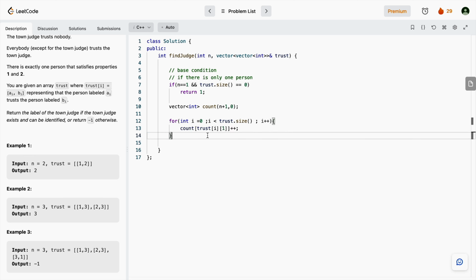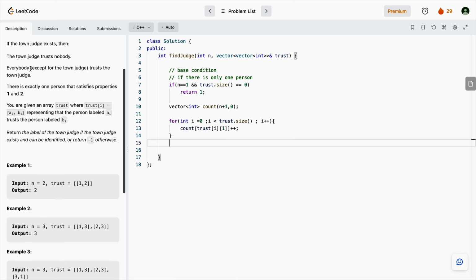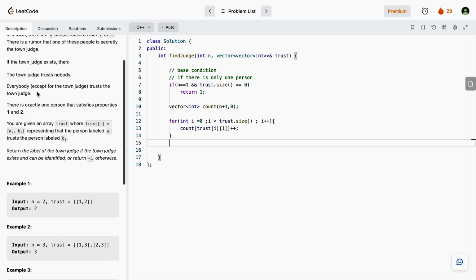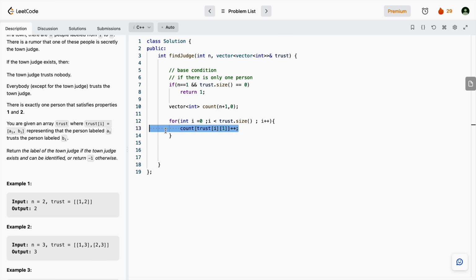We will store the count of the person who is trusted by other persons, because exactly as it is written here, the town judge trusts nobody, but is trusted by everyone in the town. So if there are 4 persons, and one of them is the town judge, then the count is n minus 1. If any value in this count array is n minus 1, that means he's the town judge, because he's trusted by everyone.